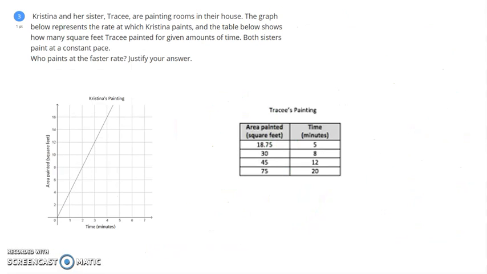All right, almost there. So number 3, Christina and her sister Tracy are painting rooms in their house. The graph below represents the rate at which Christina paints, and the table is Tracy. Both sisters paint at a consistent pace. So who's painting faster?